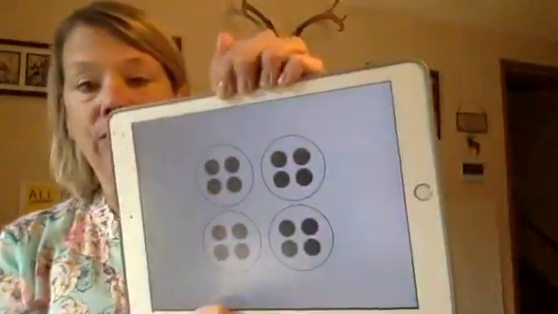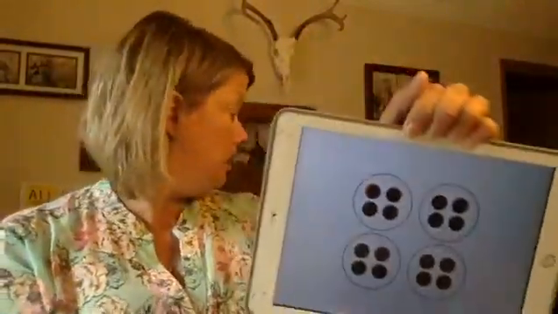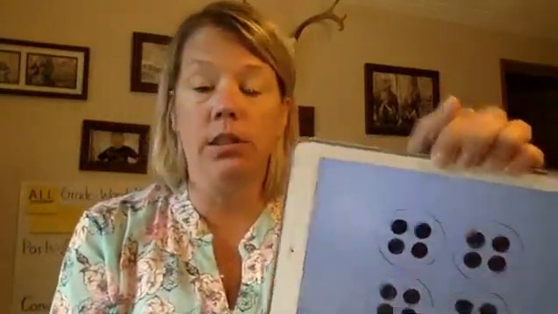3 groups of 4. The factors are 3 and 4, and the product is 4 plus 4 plus 4, 12. No. 4 groups of 4. 4 and 4. Product is 16.